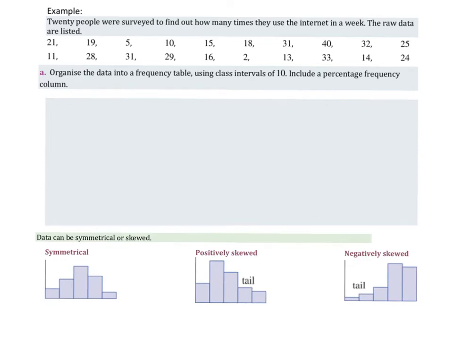20 people were surveyed to find out how many times they use the internet in a week. The raw data are listed. Okay, raw data, which means we now need to do something to display it. So the first thing that we're asked to do is to organise the data into a frequency table. And we're asked to use class intervals of 10, which is what we saw in the previous example. And we also need to include a percentage frequency column. Well, let's start with just doing the frequency table part first, and then we'll add the percentage frequency column on.